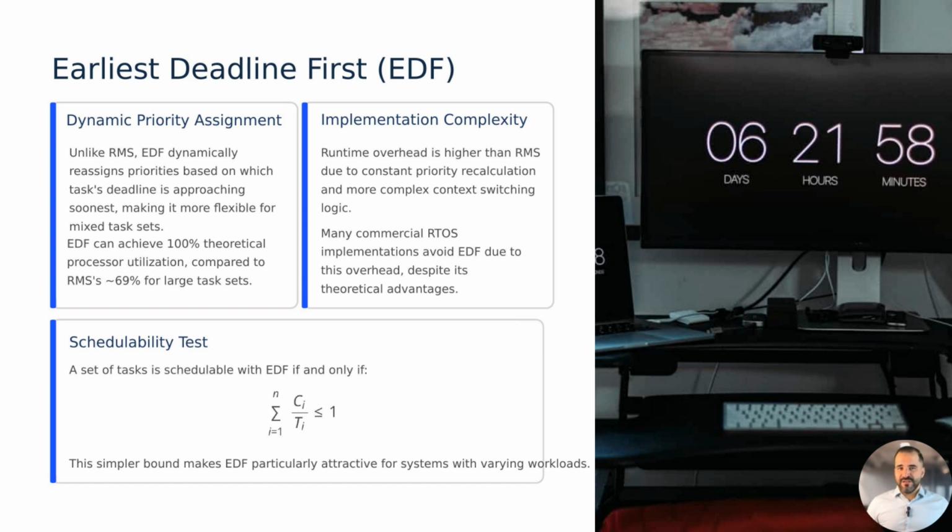EDF's complexity also makes schedulability analysis more difficult, which is one reason why it's not always preferred in safety-critical or highly deterministic applications. Despite this, EDF remains a powerful tool, especially for modern systems with strong CPU resources or in applications that benefit from maximizing processor utilization. If total task utilization is less than or equal to 1, EDF can schedule the task set without deadline violations.